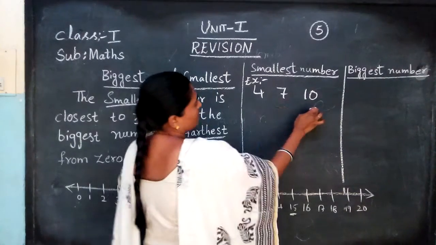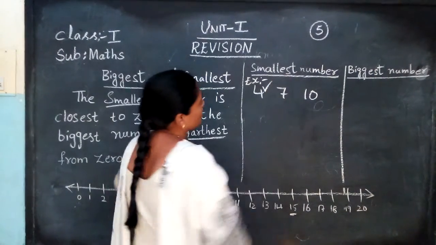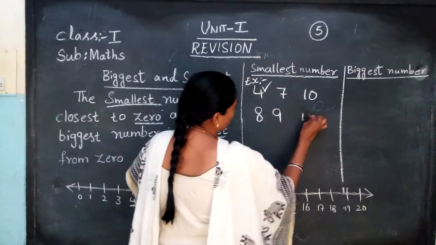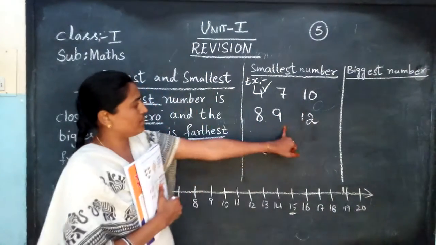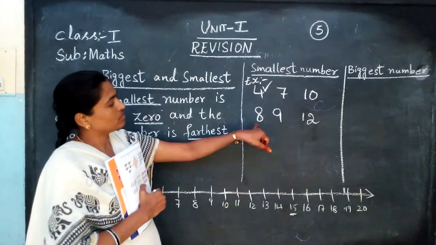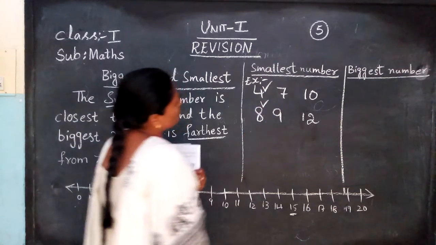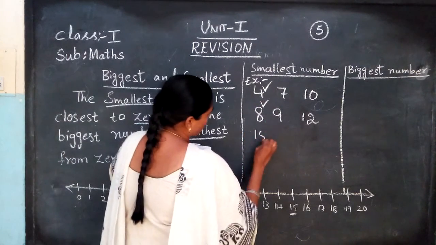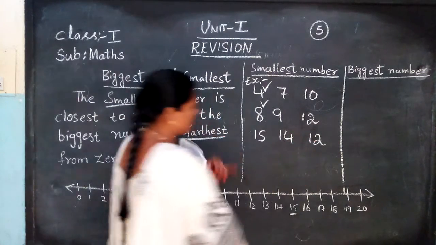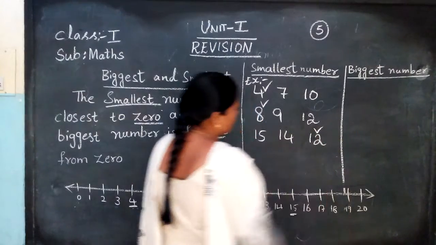In these three numbers, which is the smaller number? Tick. Okay, 4 is the smaller number. Next, 8, 9, 12. In these three numbers, which is the smaller number? 12 is bigger than 9 and 9 is bigger than 8. Which is the smaller number? Yes, 8 is the smaller number. Next, 15, 14 and 12. In these three numbers, which is the smallest number? Yes, 12 is the smallest number.